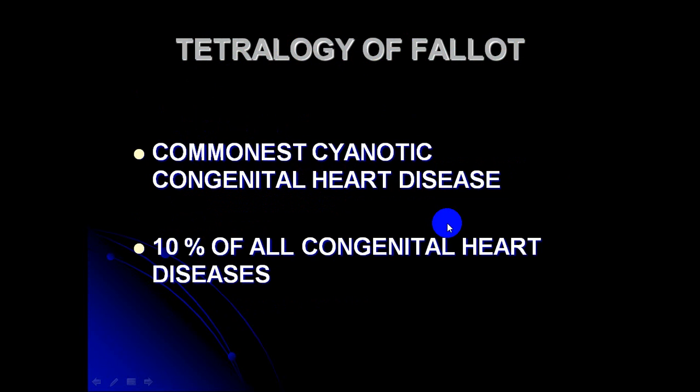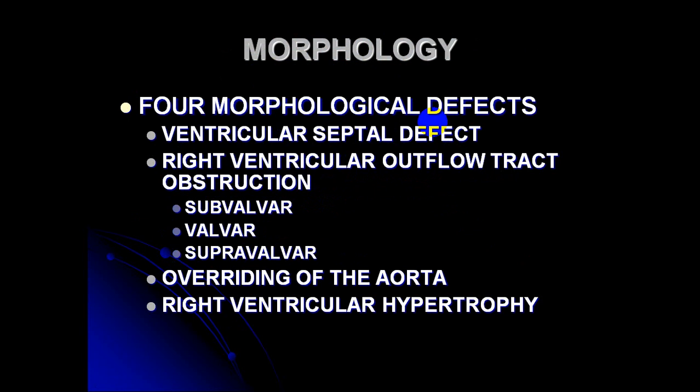Now come to the tetralogy of Fallot, or Fallot's tetralogy. As we said, it is the commonest cyanotic congenital heart disease, about 10% of all congenital heart disease. There are 4 morphological defects. First, ventricular septal defect, usually big. Second, right ventricular outflow tract obstruction.